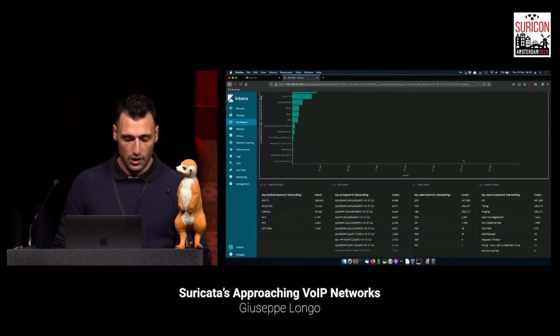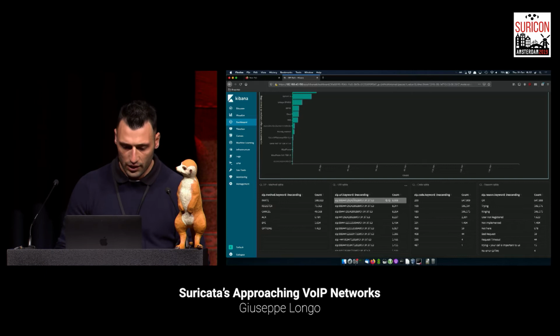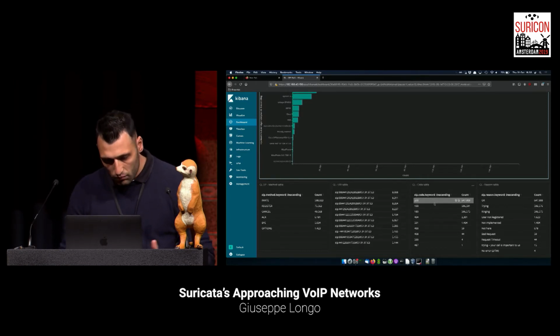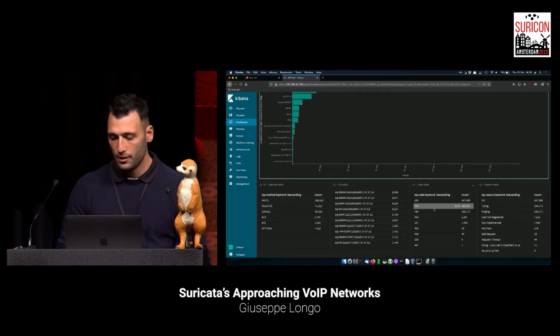Then just some tables to show again what we already saw. So this is a list of methods. This is a list of the numbers contacted. You can see that these two numbers are the same. What changes is only the prefix. Same for this. And we have a table for status code and reason phrase.